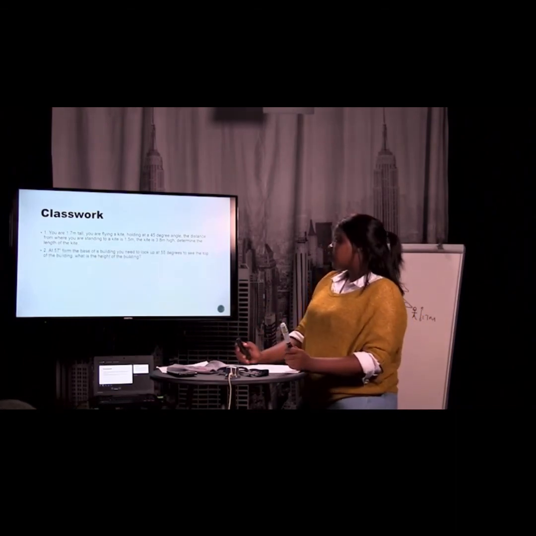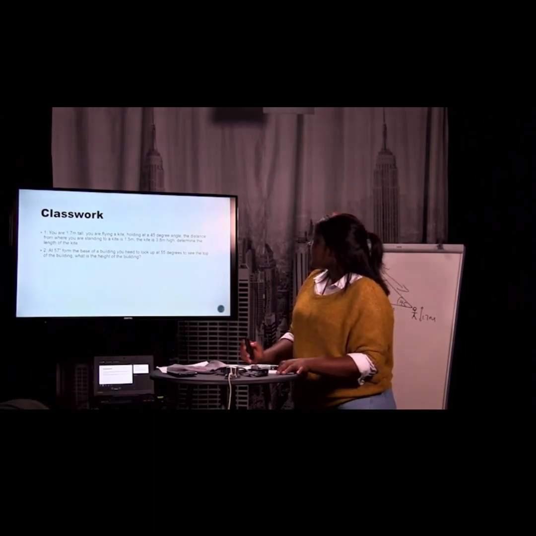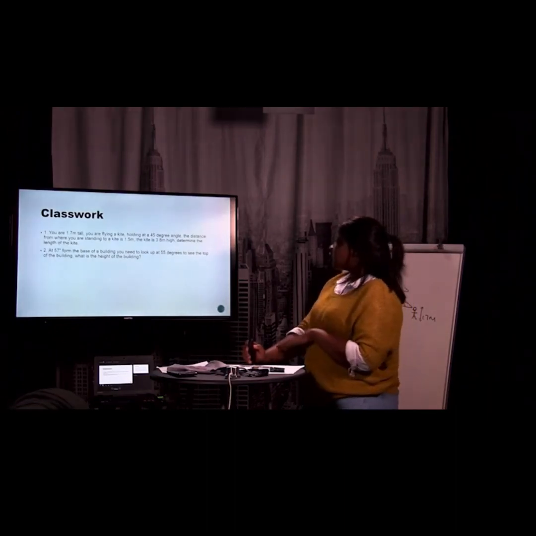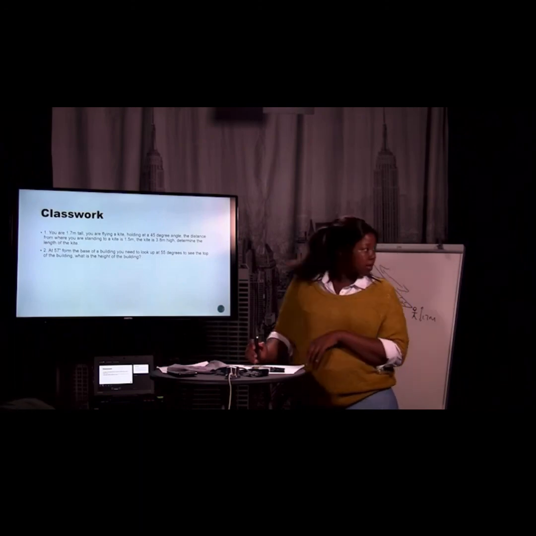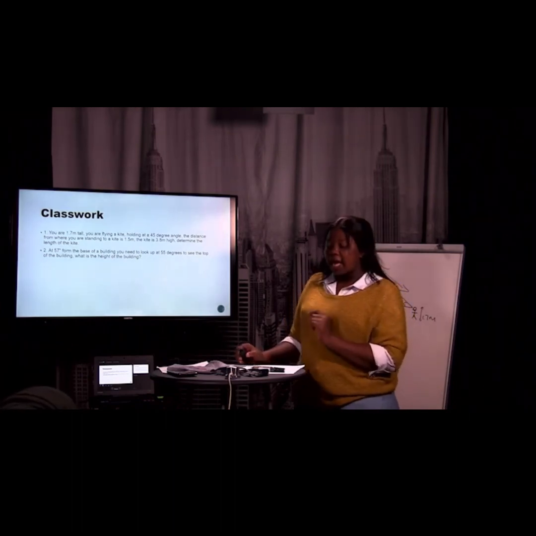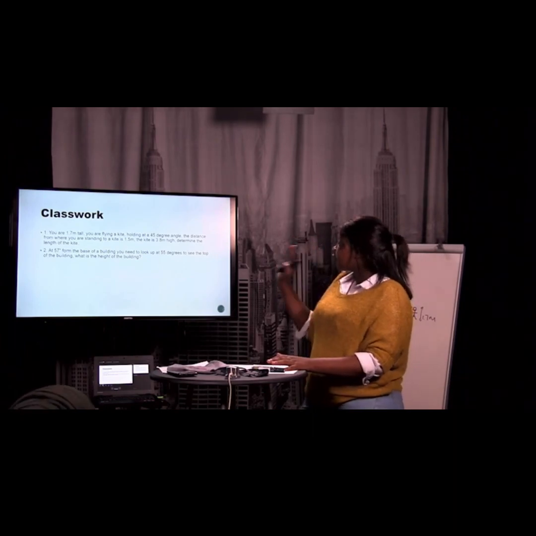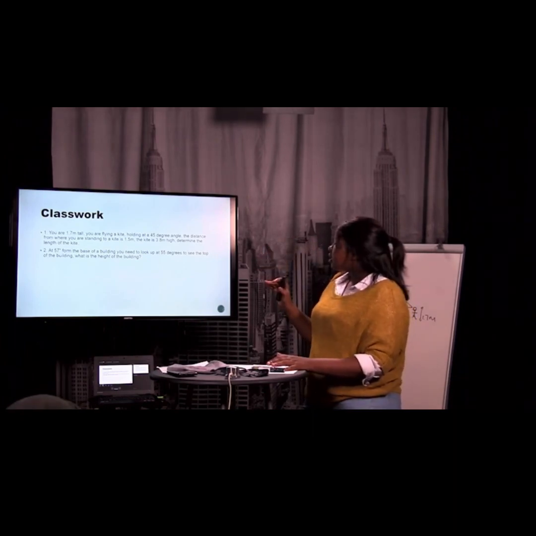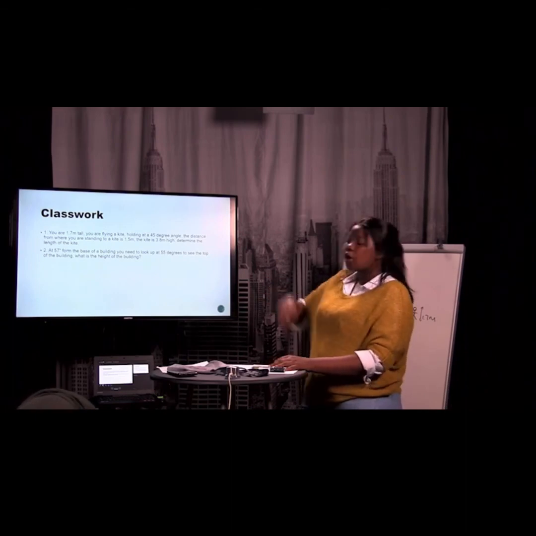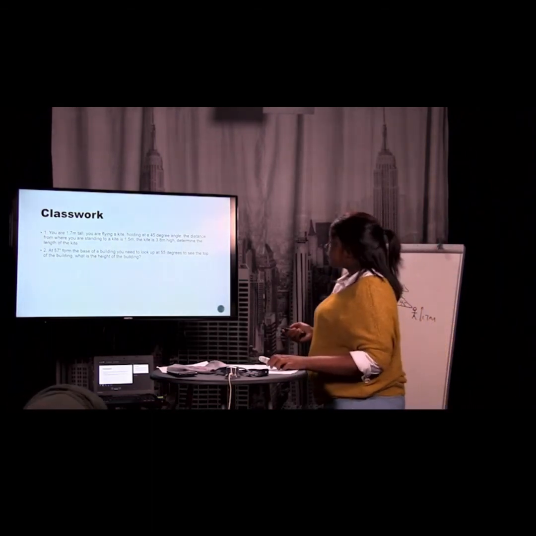The second one says you are 57 inches from the base of a building. You need to look up at 55 degrees to see the top of the building. What is the height of the building? So now you're going to find the height of the building. You're looking up at the building at 55 degrees to see the top, and the base of the building is 57 inches. So now you need to find how tall the building is.